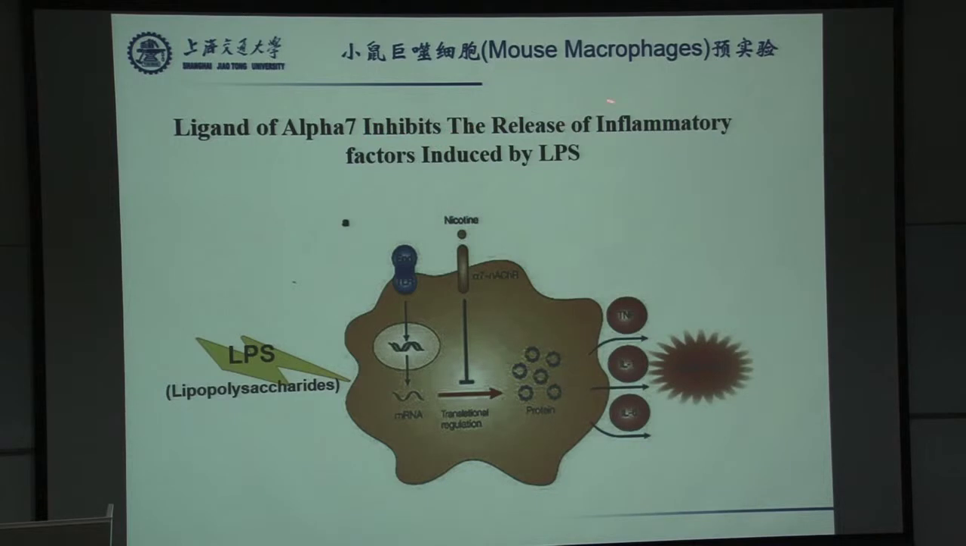So you can do experiment, and the simplest experiment is this macrophage experiment. LPS will induce the release of inflammatory factors. These 3 inflammatory factors are well known. For example, nicotine would inhibit the release of these factors, so that it can be used as an anti-inflammatory agent. So any ligand of this alpha-7, if it's a good one, can be used to inhibit the release of these inflammatory factors.